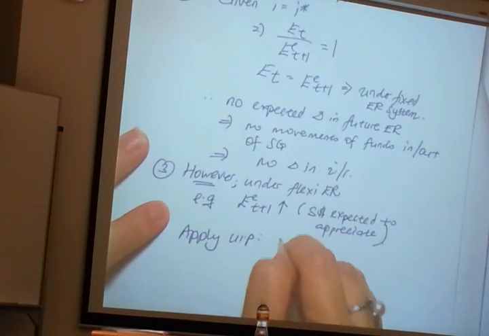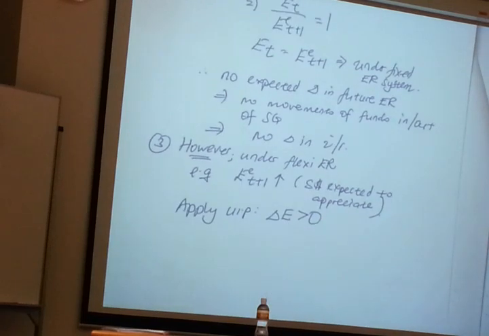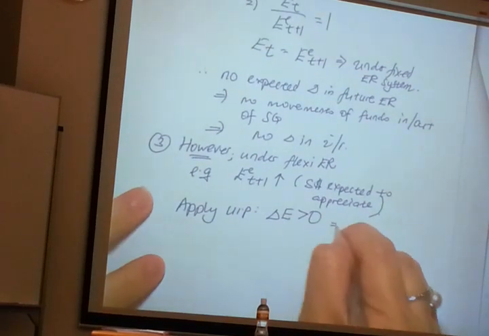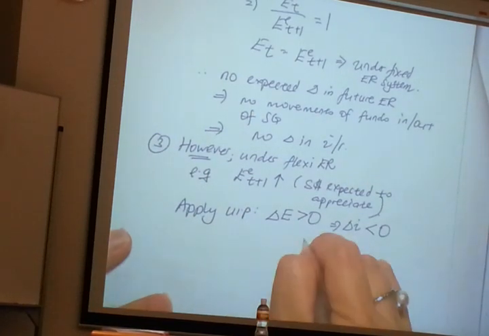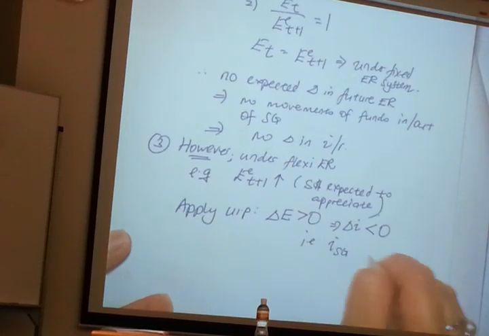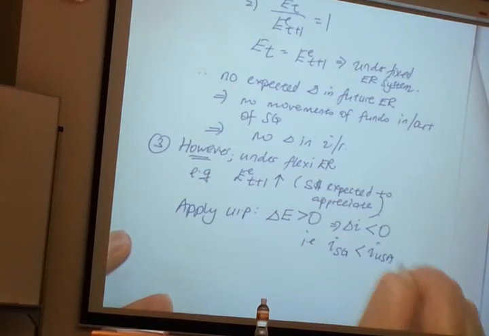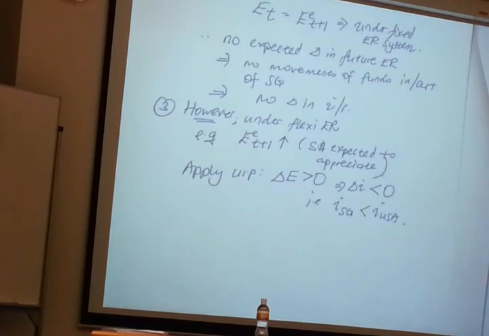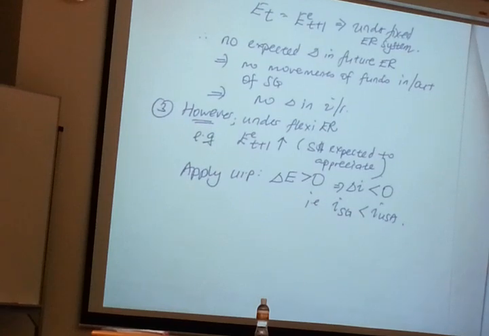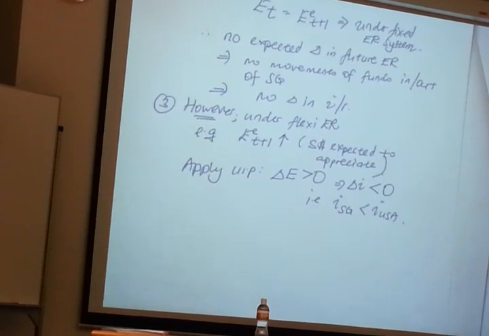The UIP says if your currency is expected to appreciate, the interest rate gap would be exactly the opposite. That is, the interest rate in Singapore would be lower than the interest rate in US. Initially, they are the same. But in the actual world, countries adopt a flexible exchange rate. Currency can go strong because of net exports flowing in. So with a stronger Sing dollar, the exchange rate differential is positive, but the interest rate differential is negative.